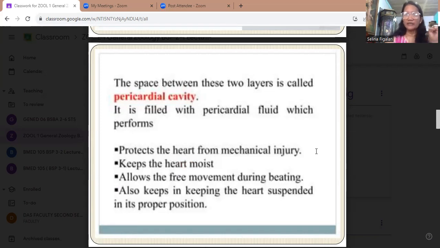And that is how the pericardial fluid is used. Okay, keep it moist para hindi siya mag-friction. Alam niyo ba yung klaseng friction? Diba ito yung dalawang daliri natin, dalawang kamay natin.